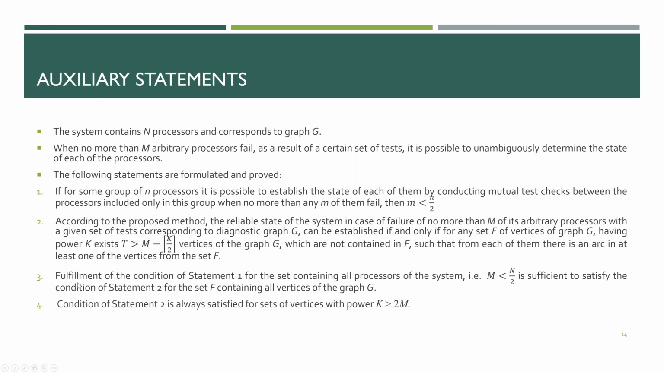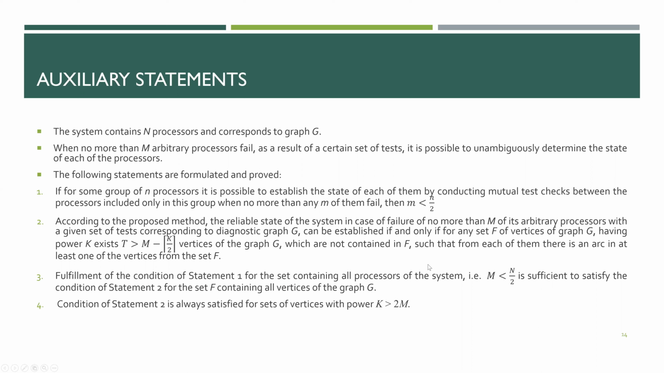The third statement is about the fulfillment of the condition of statement 1 for a set containing all processors of the system. So when M is less than half of the number of all processors, it is sufficient to satisfy the condition of statement 2 for the set F containing all vertices of the graph G. And the fourth statement is that the condition of statement 2 is always satisfied for sets of vertices with power k that is greater than double the value of M.